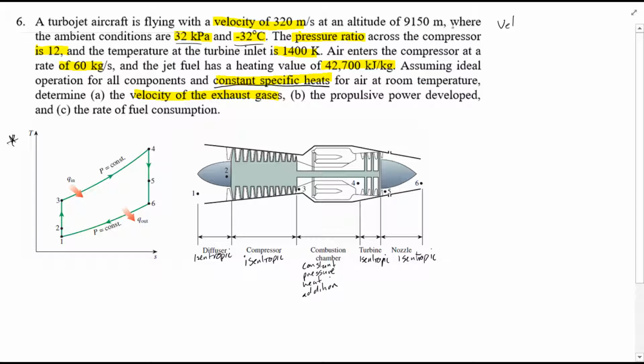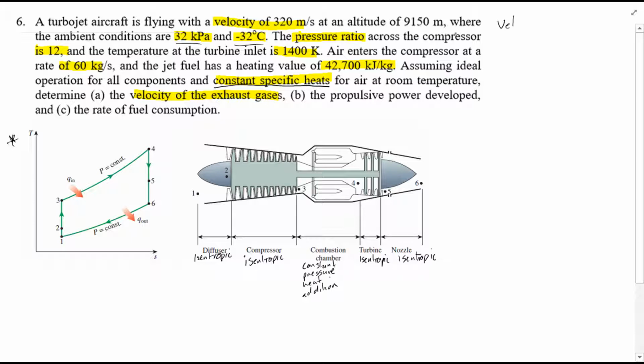Okay, so there's a range of values given in the question. Velocity of 320 meters per second, altitude 9,150 meters. The ambient conditions, so this is the pressure at 1, which is 32 kPa, and the temperature at 1 is given as minus 32 degrees C, which of course we need to convert into Kelvin, which will give you 241 K. The pressure ratio across the compressor is given as 12.